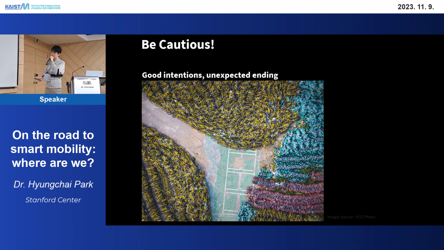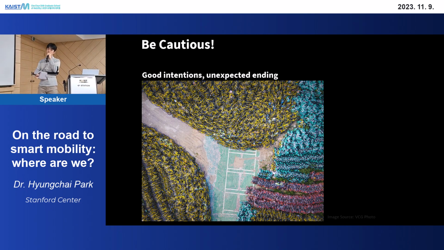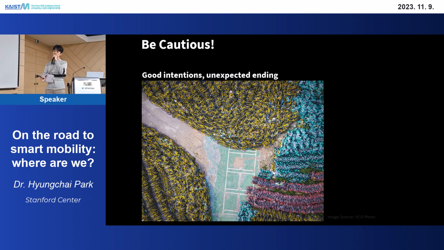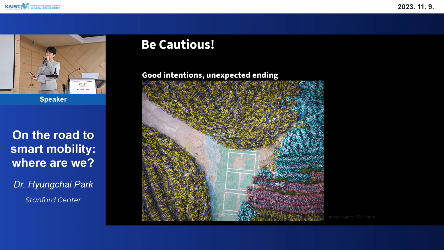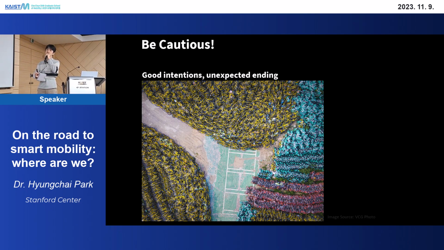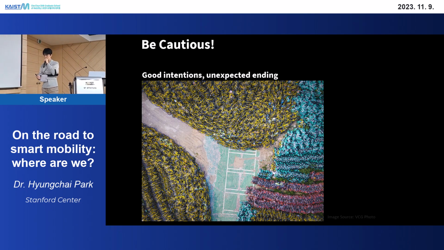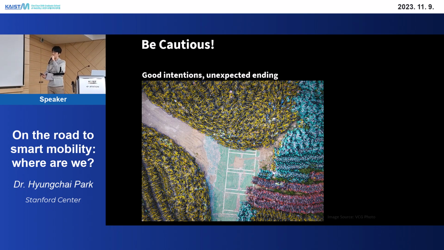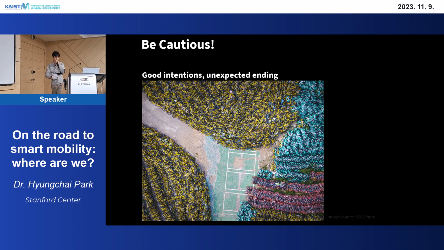Because mobility is about a system, all components are interconnected. So just bringing one technology or one solution cannot solve the problem. To achieve smart mobility, we need systematic approaches and thinking to find the optimal solution to the problems.